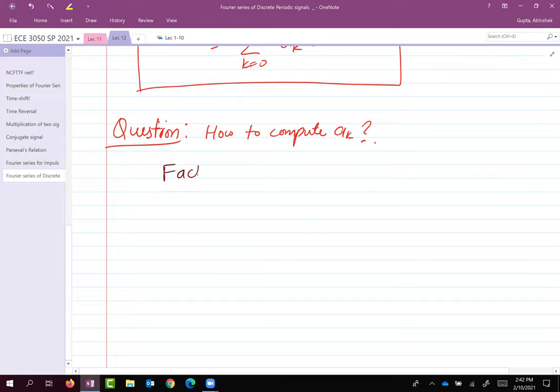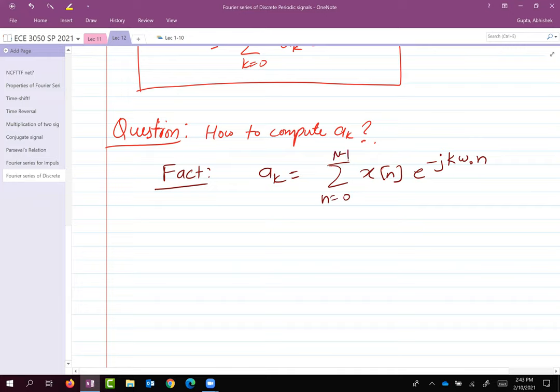So a k will be given by the summation of x of n e raised to minus j k omega naught n, where n goes from 0 to capital N minus 1. So that's how we compute the value of a k.